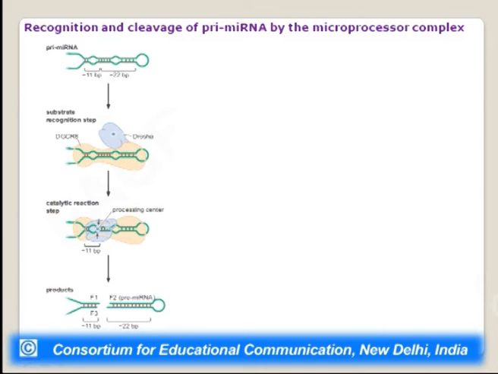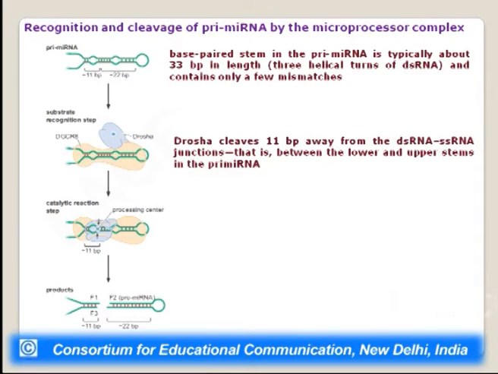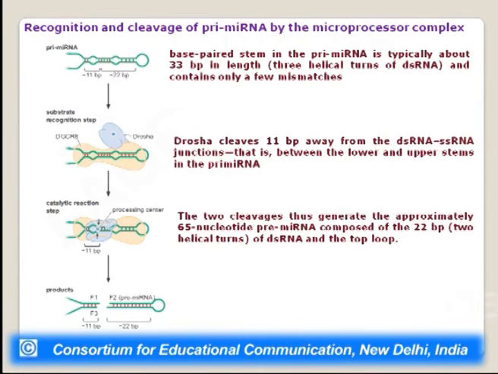So, you can see there is a pri-miRNA which has two distinguished stem regions. One is an 11 base pair region and the other a 22 base pair region, which is approximately 33 base pairs in total, about 3 helical turns of double stranded RNA. Drosha cleaves 11 base pairs away from the double-stranded RNA single-stranded junction, that is between the lower and upper stems of the pri-miRNA. So, you can see the DGCR8 or PASHA is associated with this double-stranded region, and then drosha comes and causes the cleavage after the 11 nucleotide stem region.